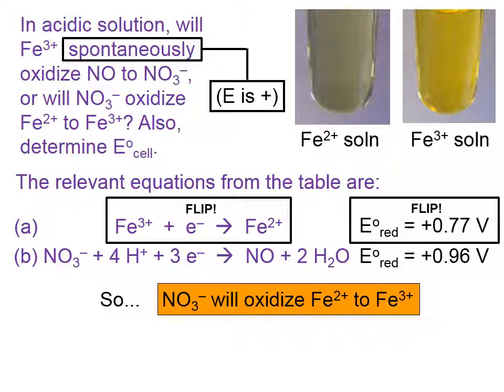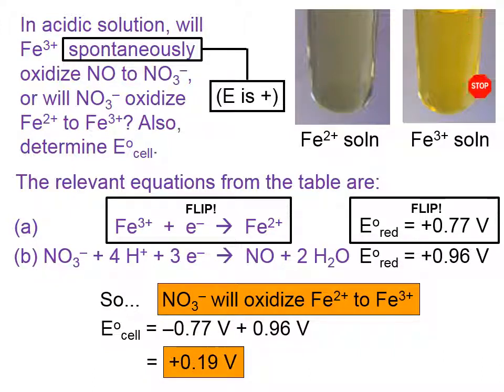It turns out that iron 2 will be oxidized to iron 3 because the equation that is flipped is the oxidation. The standard cell potential will be negative 0.77 plus 0.96, which is positive 0.19.